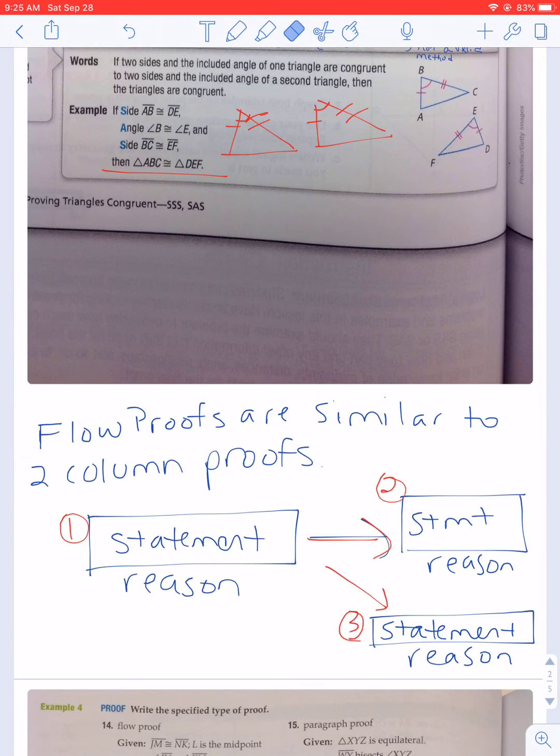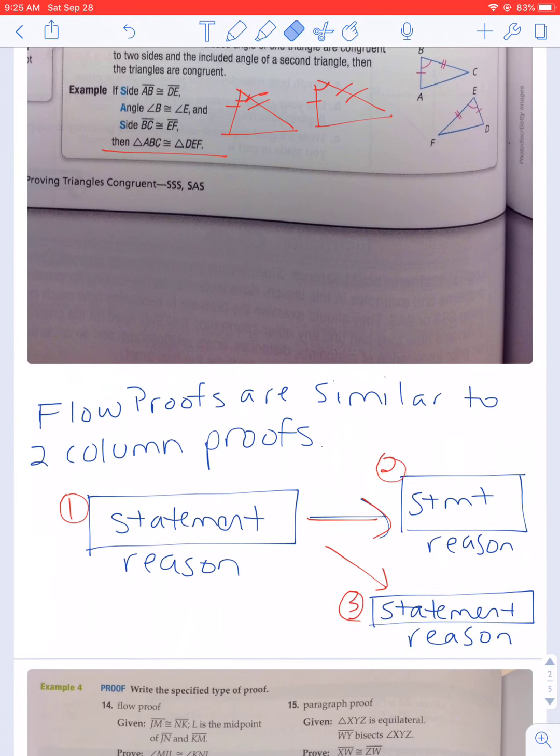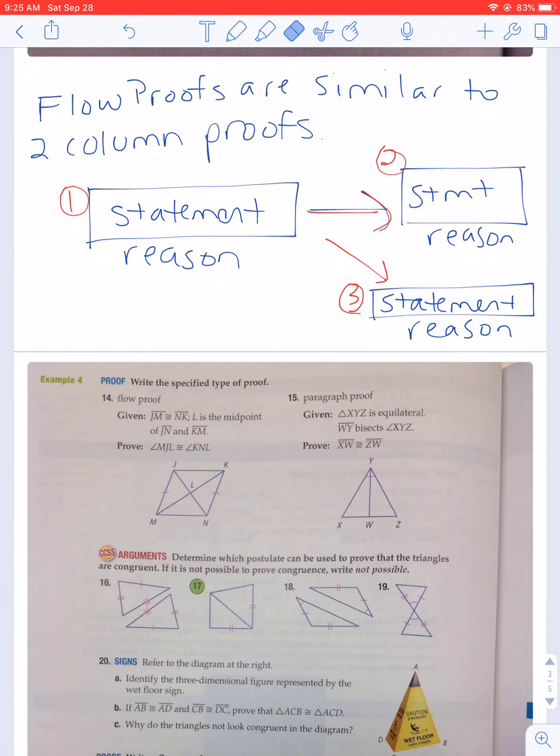So I just wanted to point that out in case I have told you to write it as a two-column proof and the book tells you to write a flow proof. You can still check the back of the book and see if you have the right statements and reasons, okay? Now, let's move into some problems.